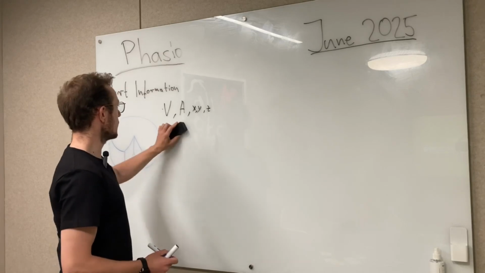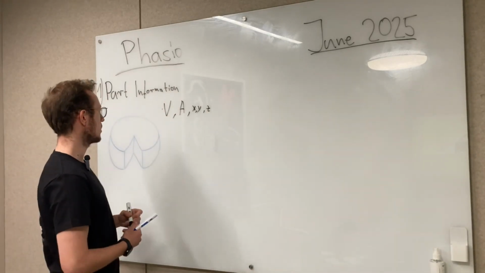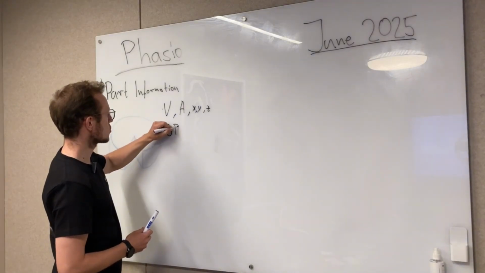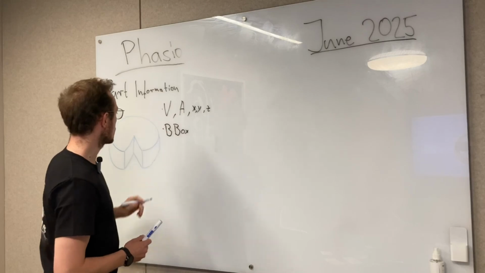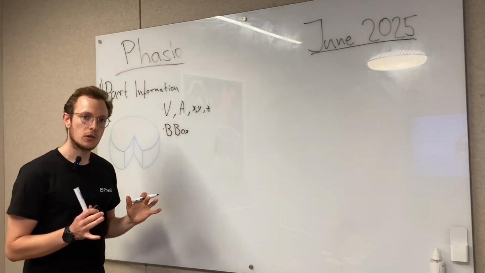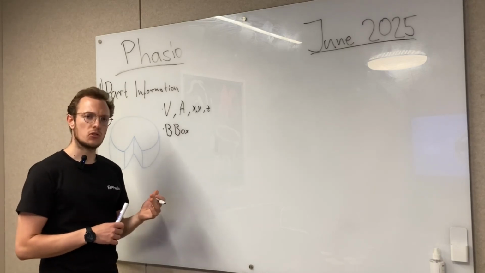I'll just take this away because there's something that I spoke about now already, that is the bounding box. I'll just shorten it to b box. And in Phasio, that's the minimum bounding box surrounding the part. Now we're getting to the little more interesting ones.